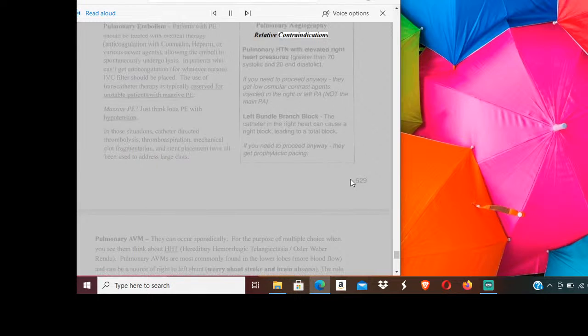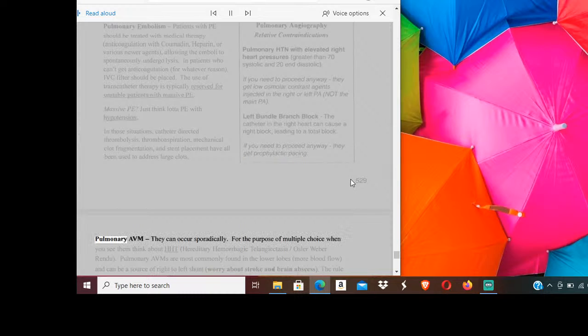Pulmonary angiography relative contraindications. Pulmonary HTN with elevated right heart pressures, greater than 70 systolic and 20 end diastolic. If you need to proceed anyway, they get low osmolar contrast agents injected in the right or left PA, not the main PA. Left bundle branch block: the catheter in the right heart can cause a right bundle branch block, leading to a total block. If you need to proceed anyway, they get prophylactic pacing.